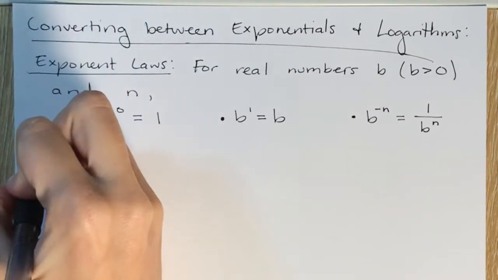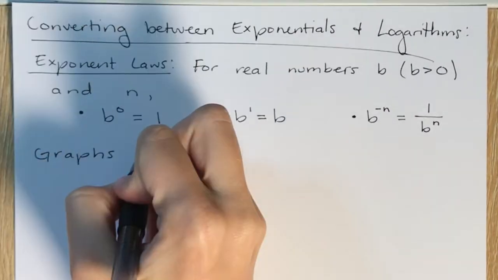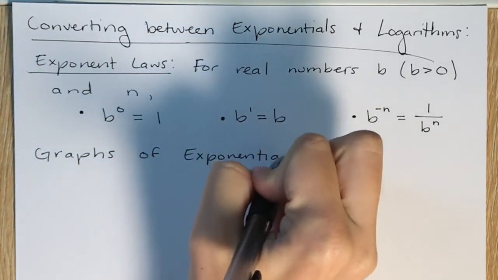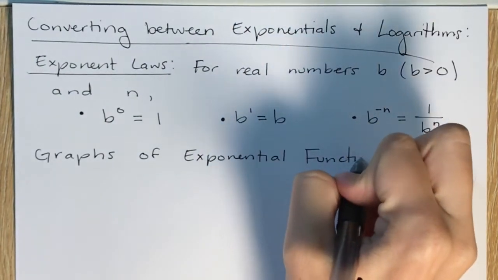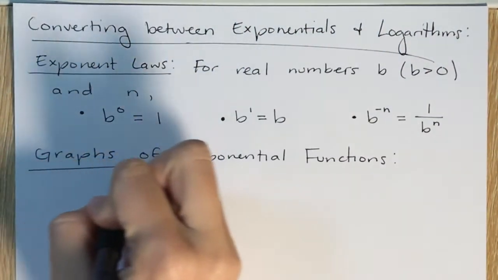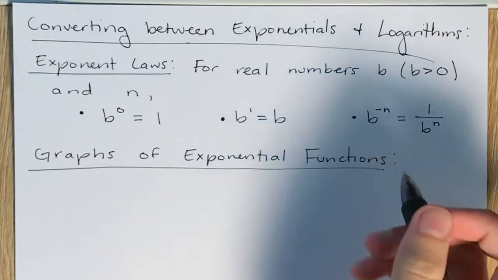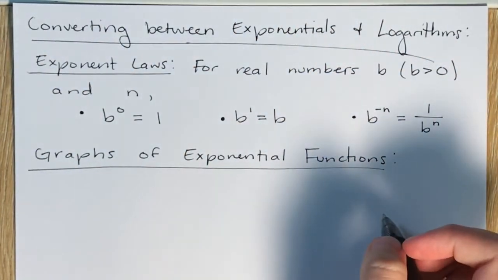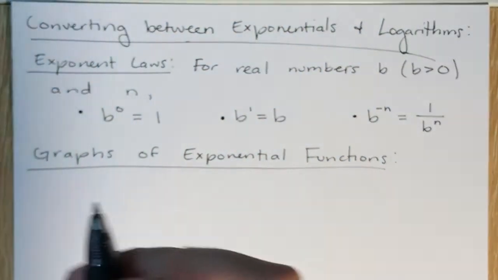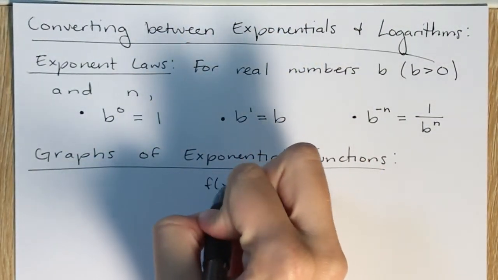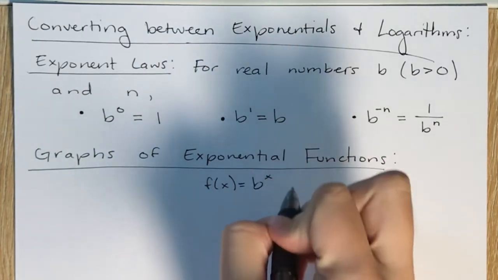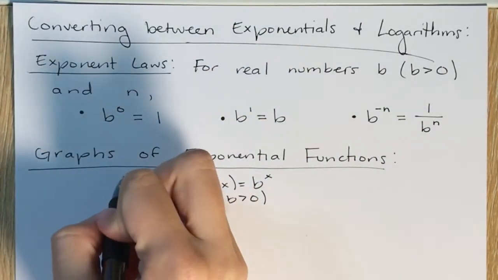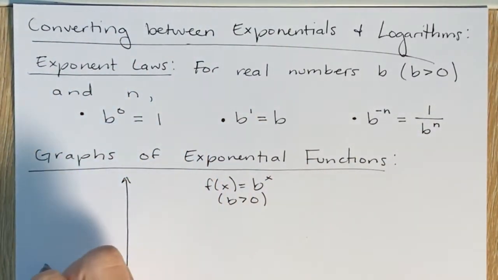Let's talk about graphs of exponential functions. Just a quick introduction to these. We will do a lesson on finding the equation of an exponential function from a graph. But for now, all we really need to know is that if we have an exponential function, let's say f of x equals b to the x, where again, b is greater than 0, that's really important, then we have two options.